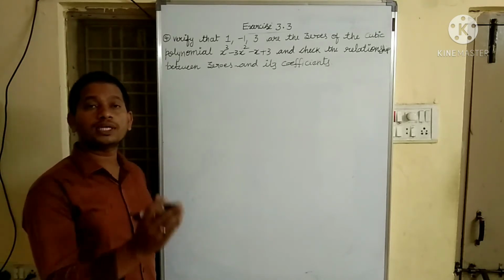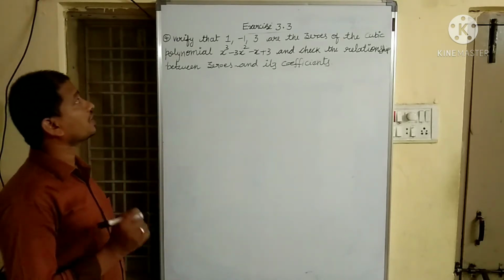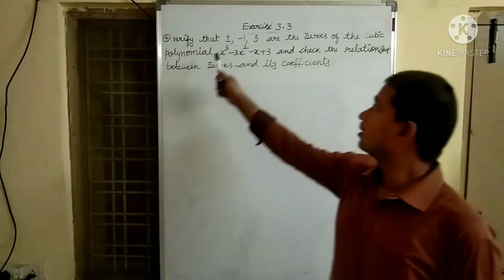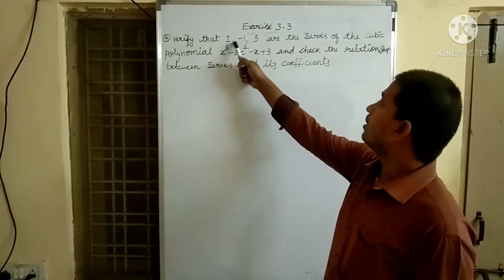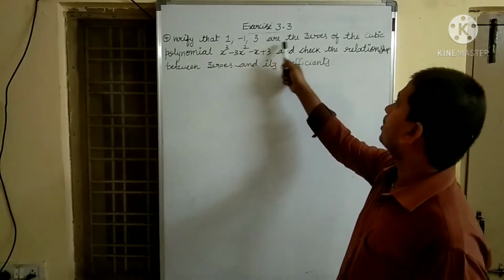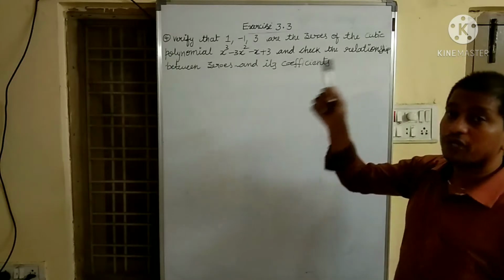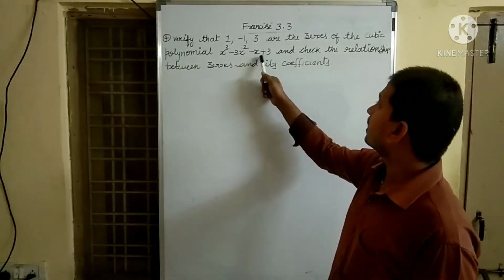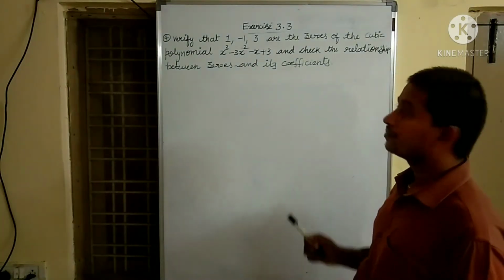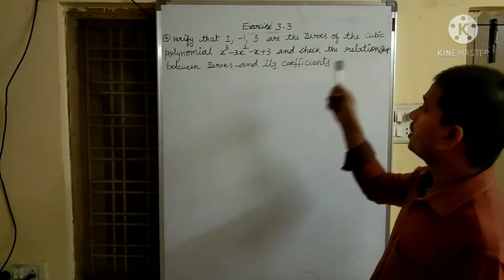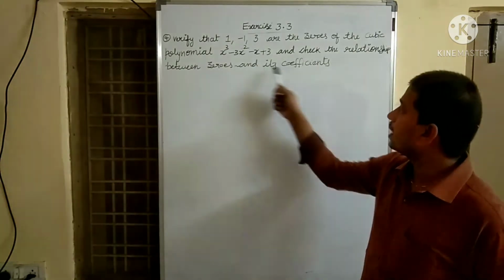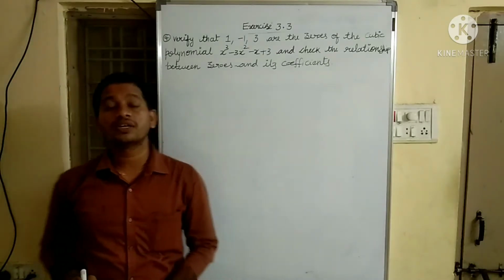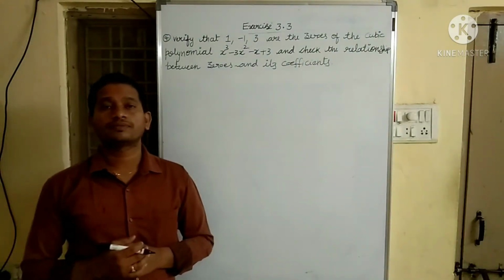Polynomials, exercise 3.3, fourth question. That is: verify that 1, -1, 3 are the zeros of the cubic polynomial x cube minus 3x square minus x plus 3, and check the relationship between zeros and its coefficients. Also we need to verify the relationship between zeros and its coefficients.